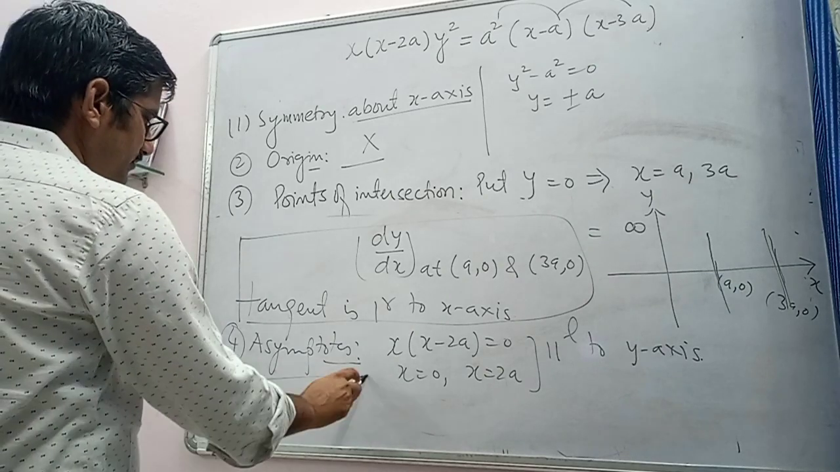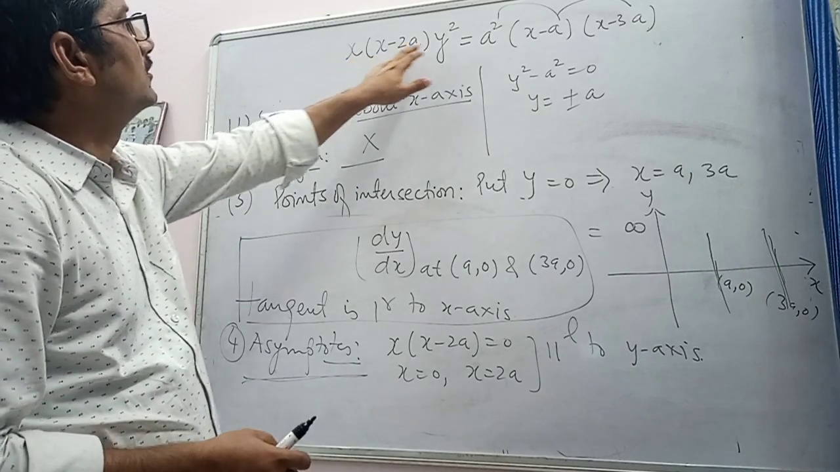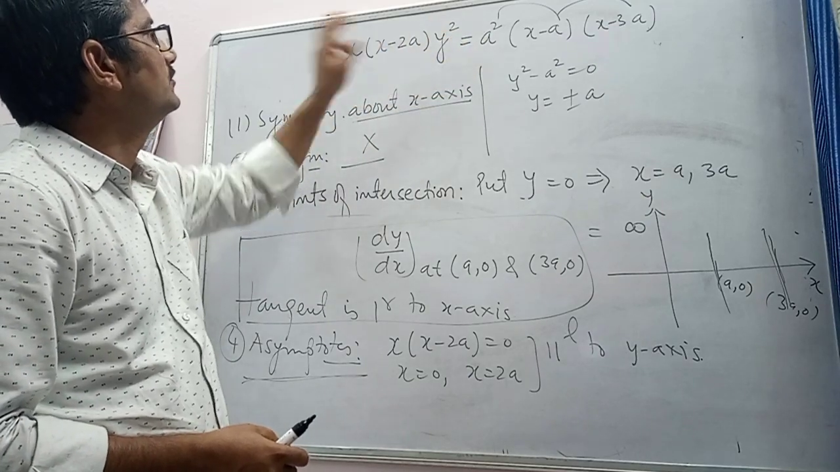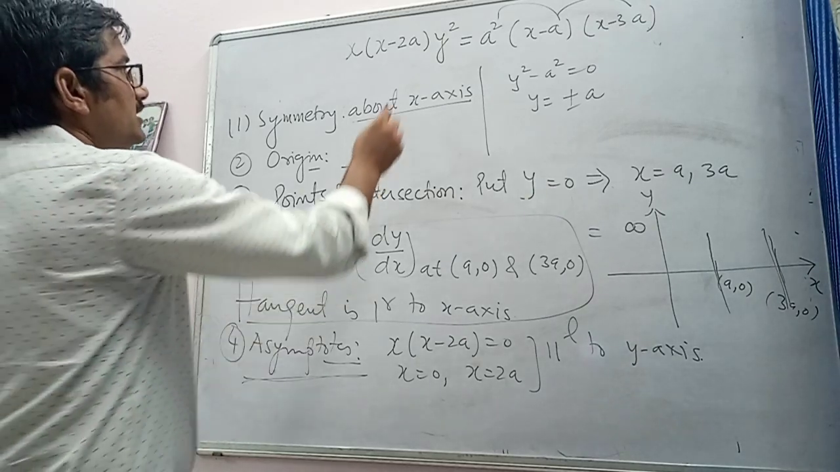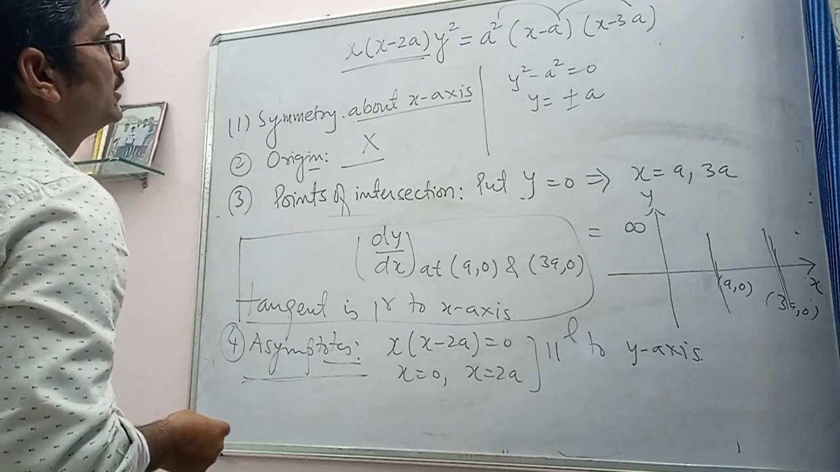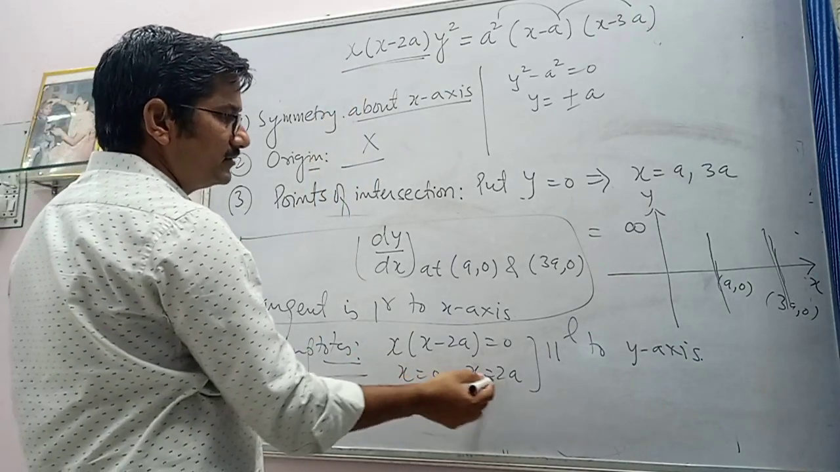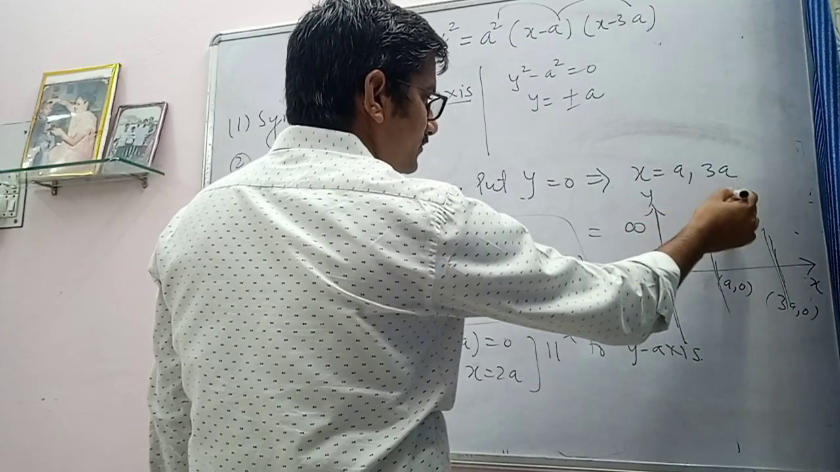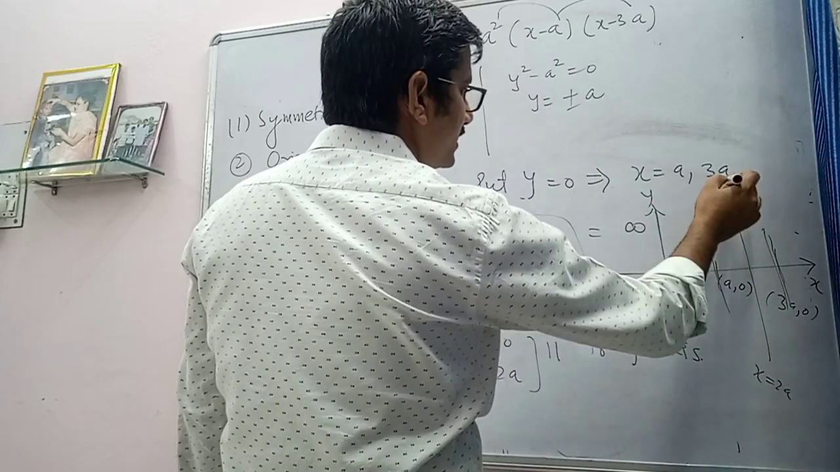Next, asymptotes. This curve has degree 4: from here we have degree 2, from here we have degree 2. So it has degree 4, and the maximum number of asymptotes will be 4. Equating to 0 the coefficient of the highest power of y, we get the asymptotes parallel to the y-axis. So we will get x equal to 0 and 2a. x equal to 0 is this line, and x equal to 2a is this line. These are the asymptotes.